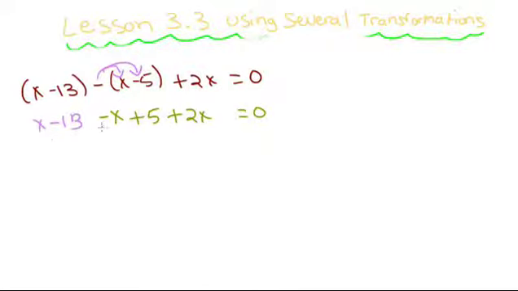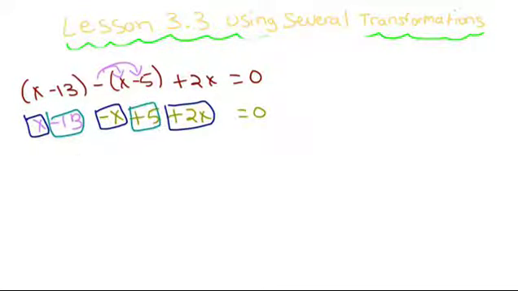So let's combine like terms here now. So we have x, a -x, and a positive 2x. And then we have a -13 and a positive 5. So let's combine the x's. x minus x is equal to 0 because they're inverses. We're undoing each other. So we just have 2x. And then -13 plus 5 is equal to -8 because -13 is larger, so we have to keep the negative sign. So 2x minus 8 is equal to 0.